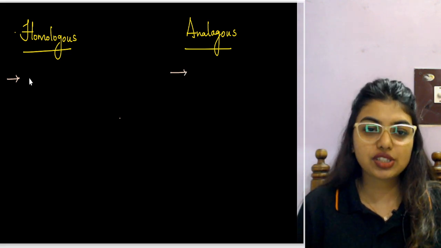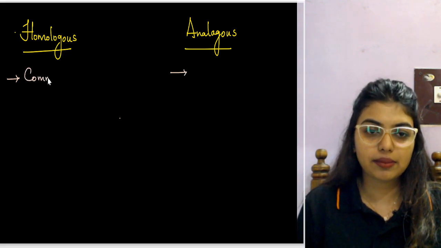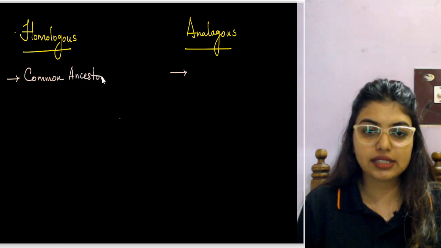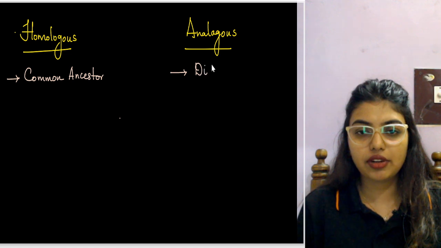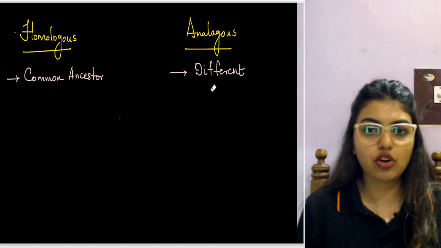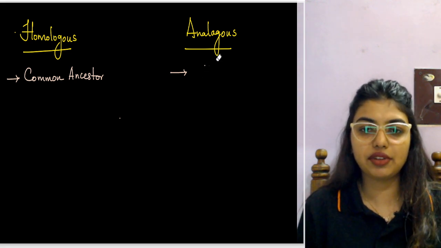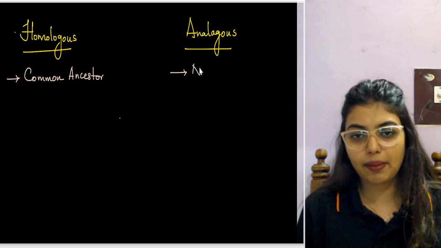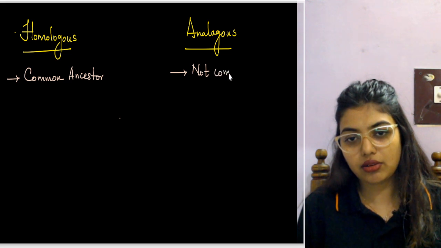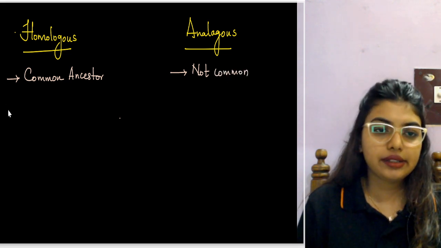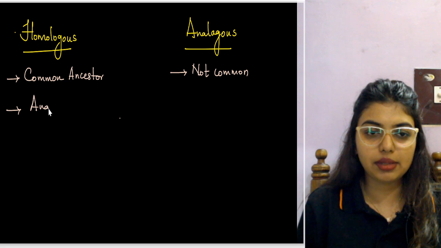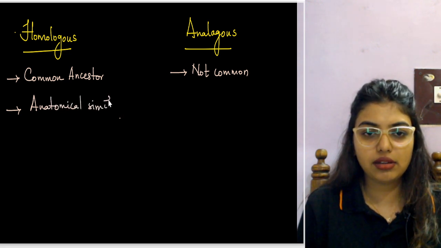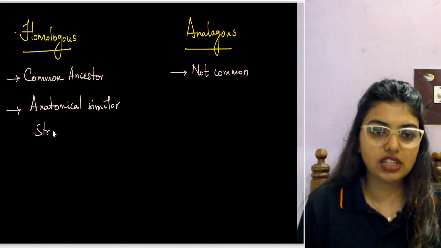Okay, homologous, students, what is going to happen? Common ancestors are there. That's why the structural similarity is there. For analogous, the ancestors are not common. Here they are going to be anatomically similar or structurally similar.